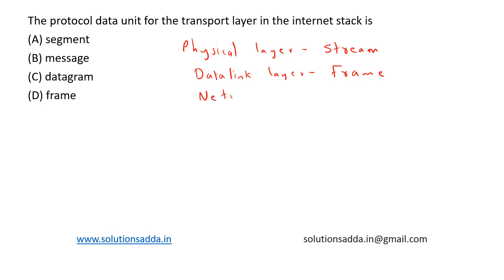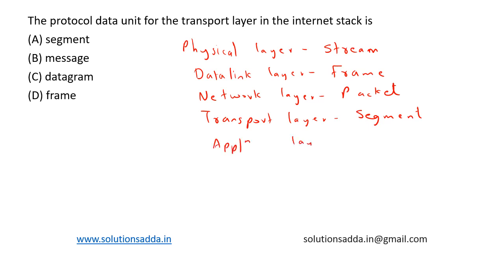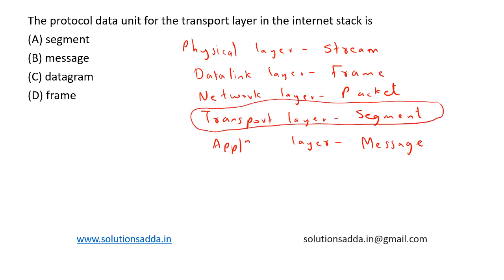For the network layer, it is packet. For the transport layer, it is segment. And for the application layer, it is message. We are asked to find out the protocol data unit for the transport layer. So segment is the right answer and option A, segment, is the right choice.